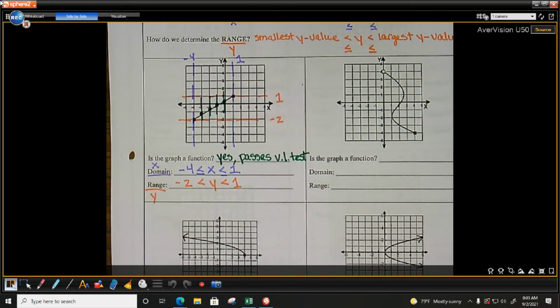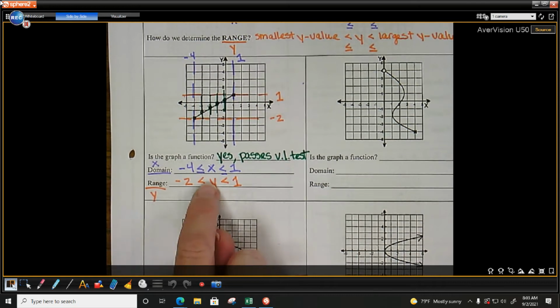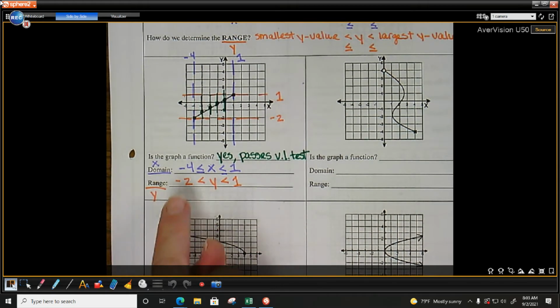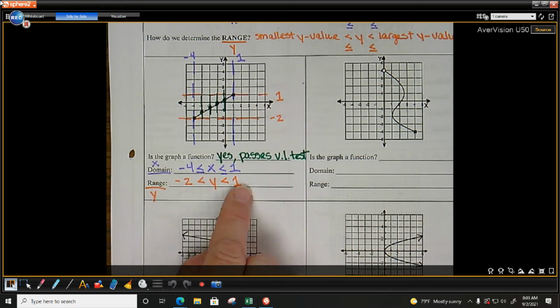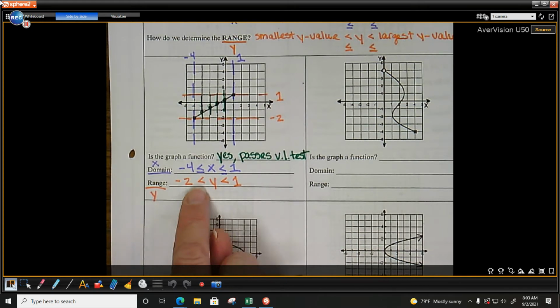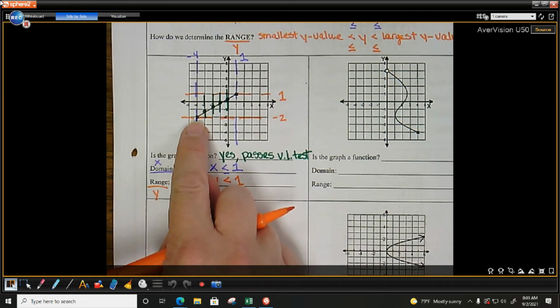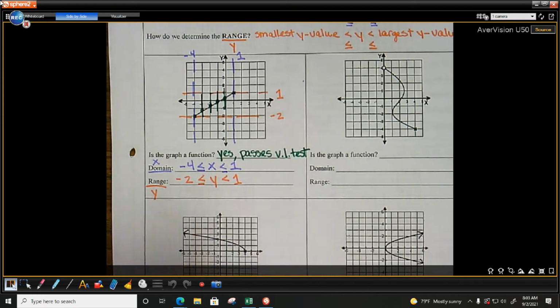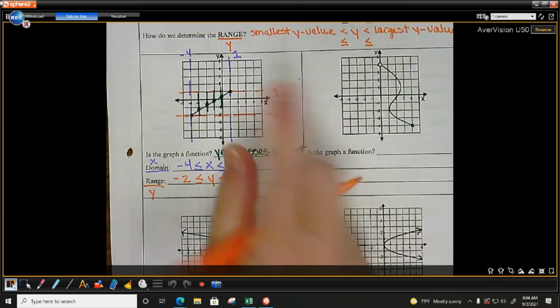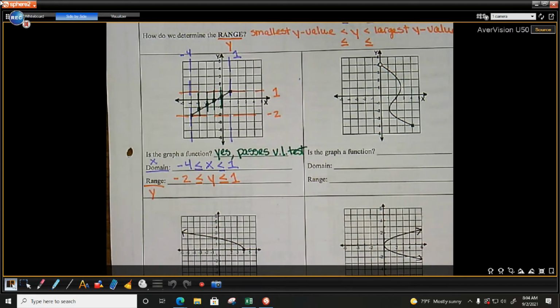Can you ever have greater than signs when I'm doing it this way? No, because aren't all small numbers less than the big number? Yes, so both of these will always be less than signs. Okay? What kind of dot do I have at negative 2? What kind of dot do I have at 1? Put the equal to. Okay? We good?